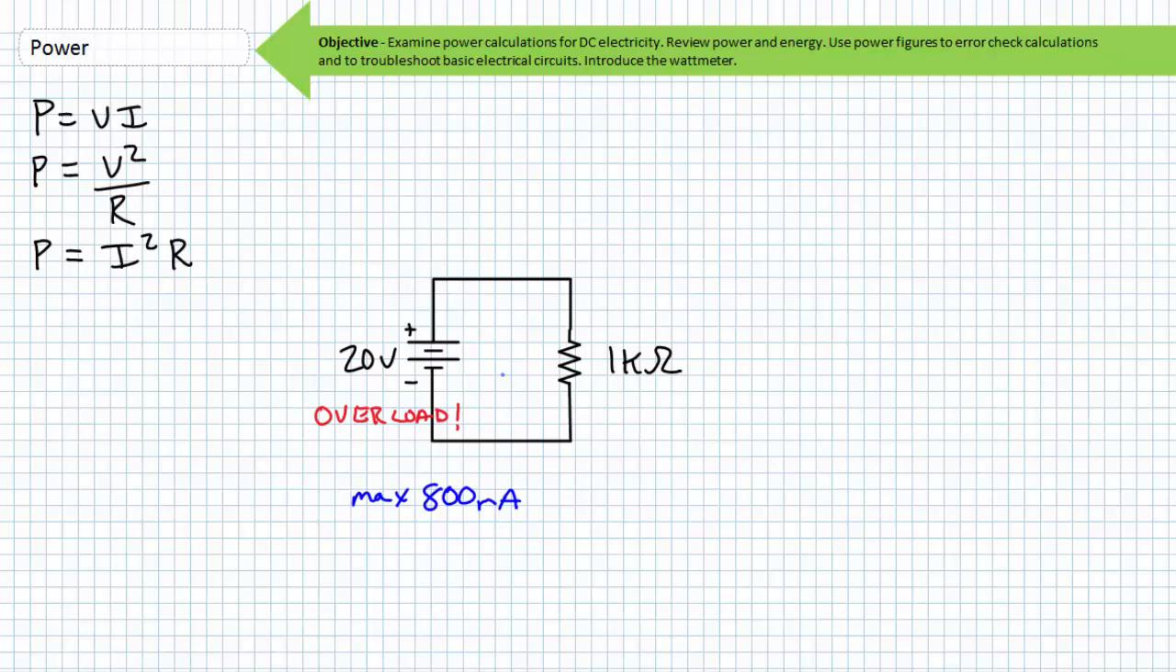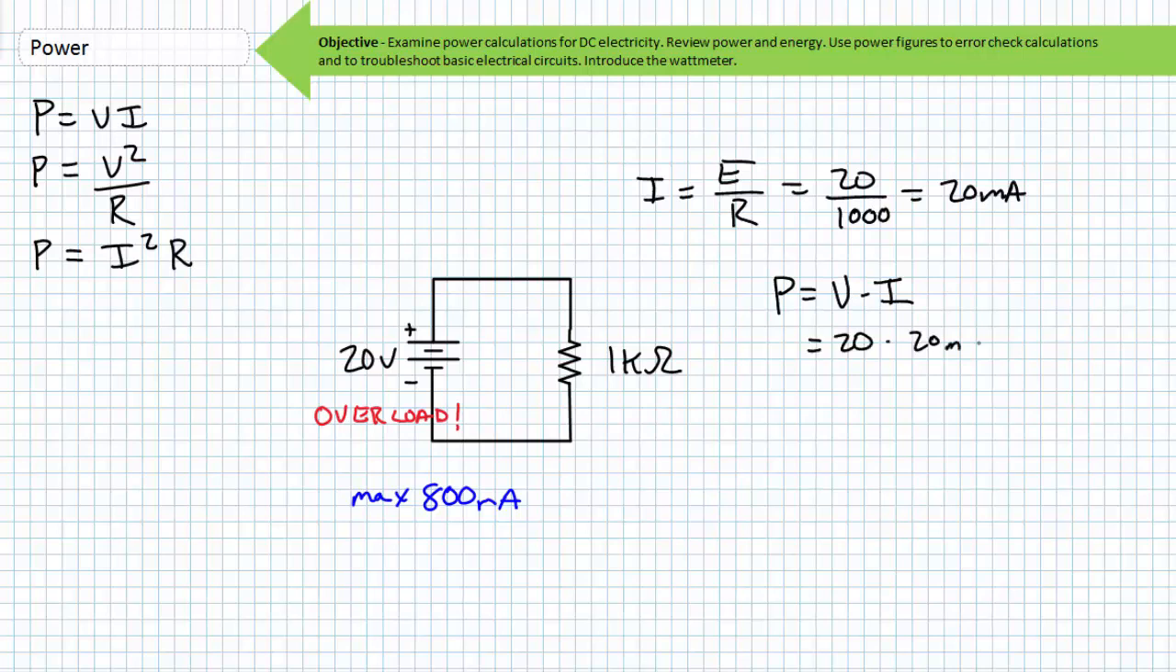What's the current you would expect to be drawn by a 1 kilo ohm resistor when it's hooked to a 20 volt source? Current is equal to voltage divided by resistance. 20 volts divided by 1 kilo ohm yields 20 milliamperes of current. What could we expect the power to be dissipated by this resistor? Power is equal to the voltage across it times the current through it. 20 volts times 20 milliamperes means this resistor would dissipate 400 milliwatts of power.